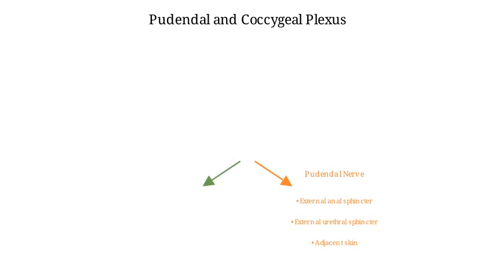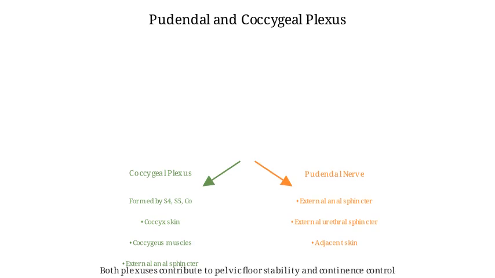The pudendal nerve arises from the sacral plexus and supplies the external anal sphincter, external urethral sphincter, and adjacent skin. The coccygeal plexus, formed by parts of S4, S5, and the coccygeal nerve, innervates the skin around the coccyx and the coccygeus muscles. Both contribute to pelvic floor function and continence.